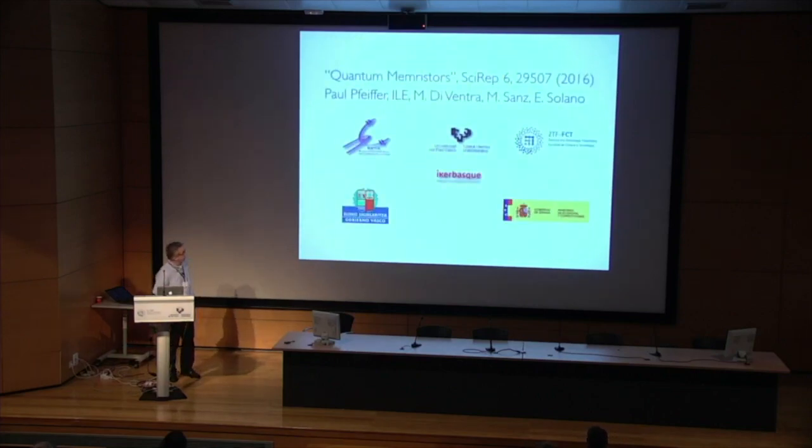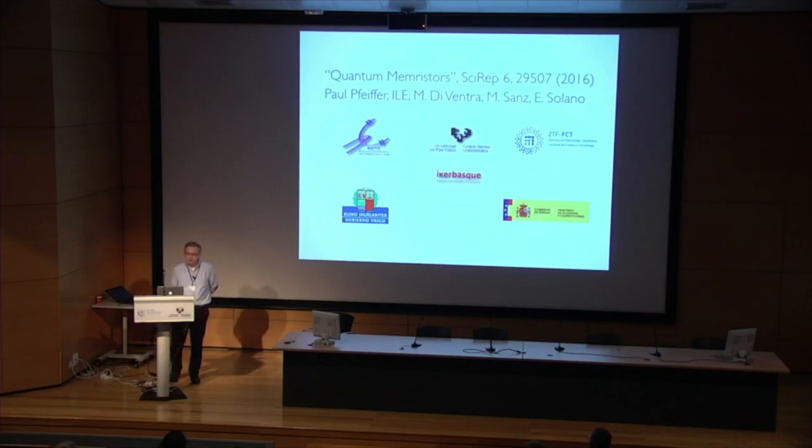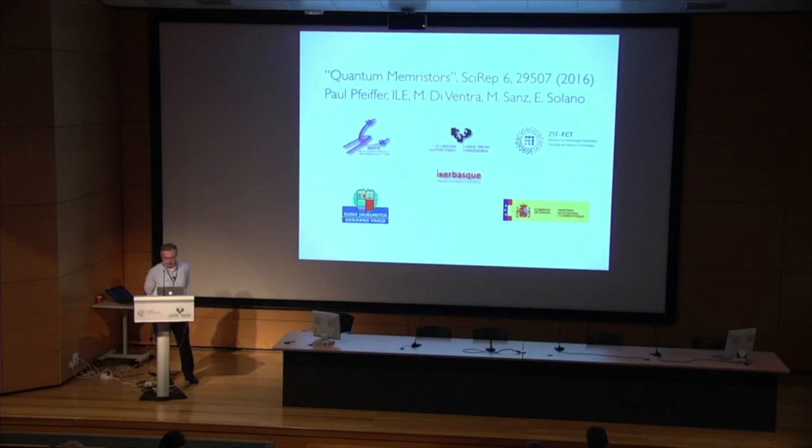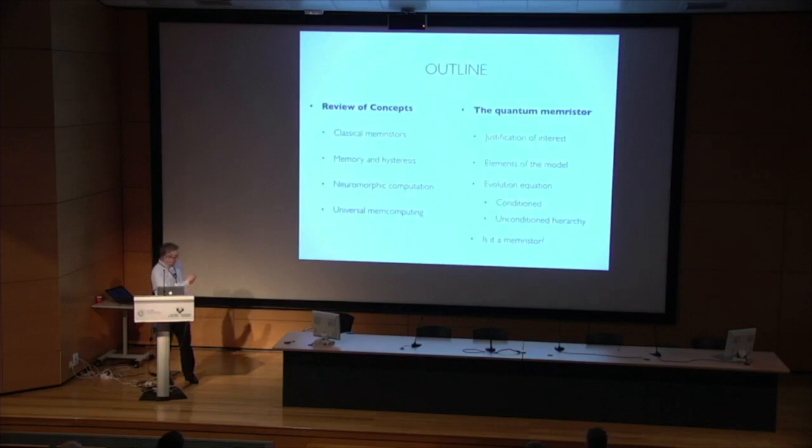This is based on a paper we published some time ago with Paul Pfeiffer, Max Di Ventra, Miquel Sanz, and Quique Solano. I will start by doing a summary of basic concepts. I will go very fast through these, essentially because Max has already told you something about universal MEM computing. And then I will try to convince you that it is sensible and feasible to think of a quantum memristor, and that this will provide us with new tools in the general context of quantum information.